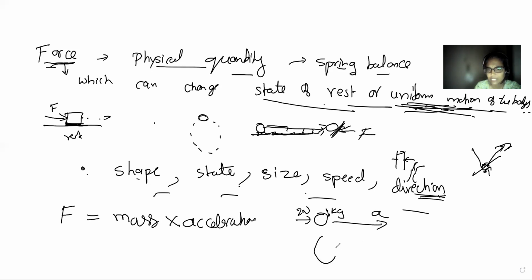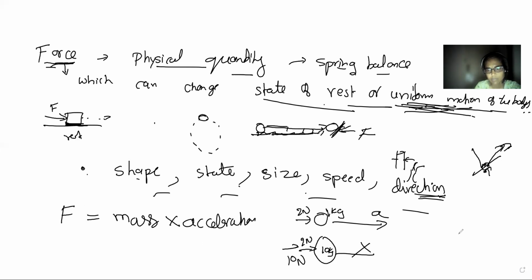If 10 kg of mass is there and you apply only 2 newtons of force, the body does not accelerate, it won't go. So at that time you need to increase the force to 10 newtons. That means if the mass is more, more force will be required. If the mass is less, the force required will be less.